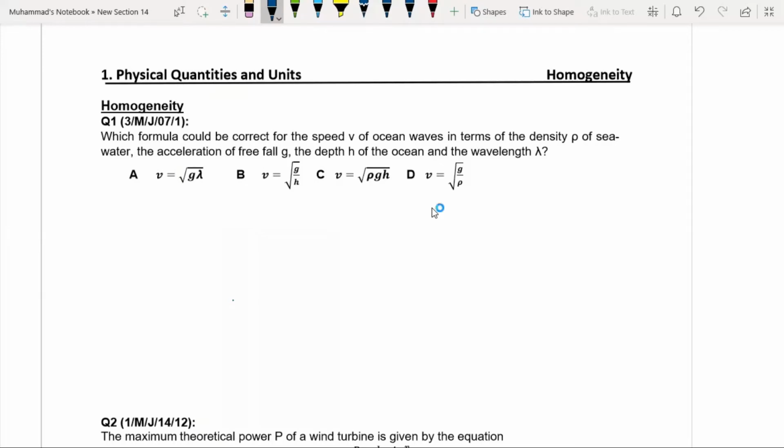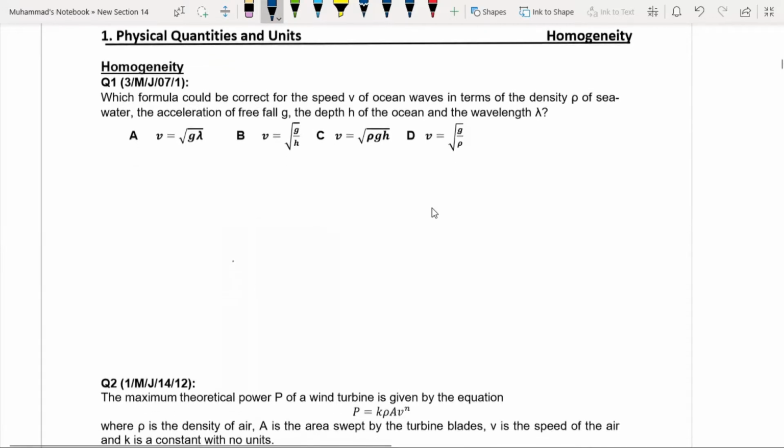Today I will solve MCQs of homogeneity, that is a physics topic. I am solving my own topical, and I will discuss homogeneity problems.